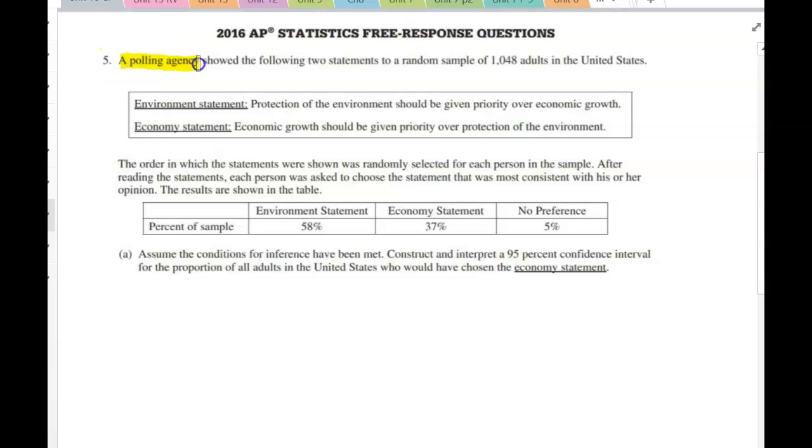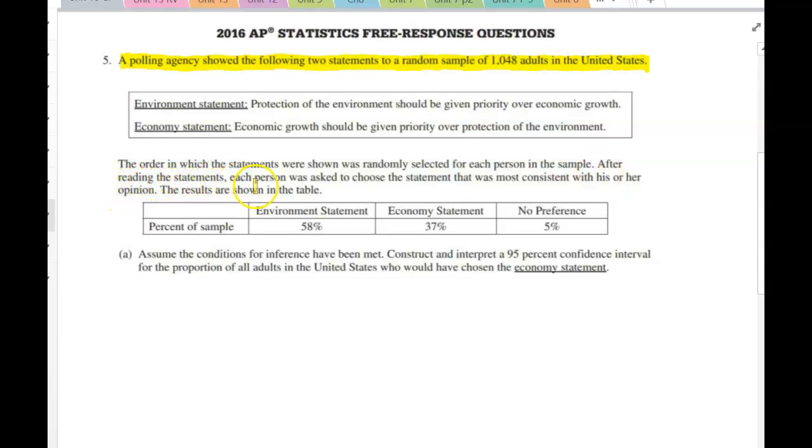A polling agency showed the following two statements to a random sample of 1,048 adults in the United States. The environment statement: the protection of the environment should be given priority over economic growth. The economy statement: economic growth should be given priority over the protection of the environment. The order in which the statements were shown was randomly selected for each person in the sample. Remember, we always want to randomize.